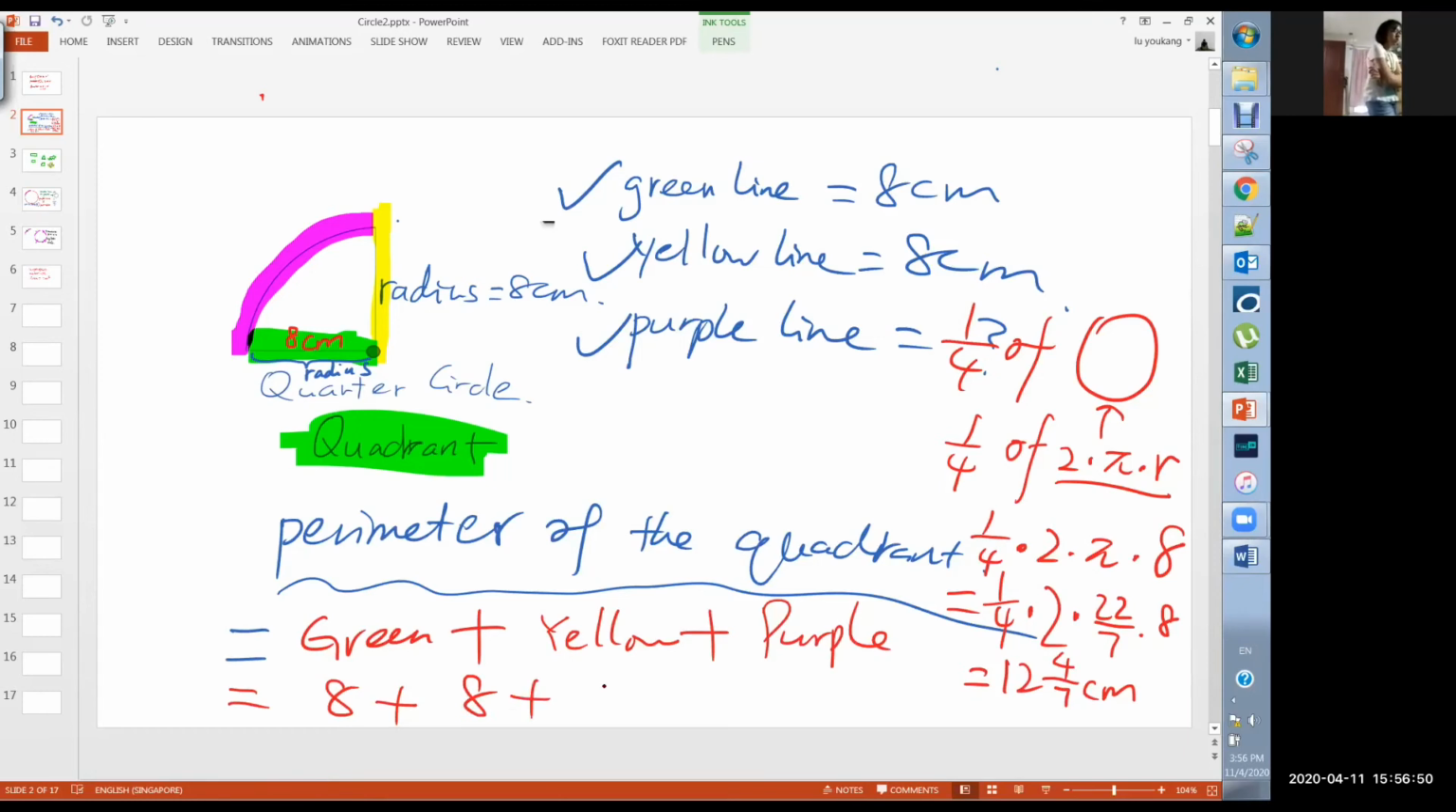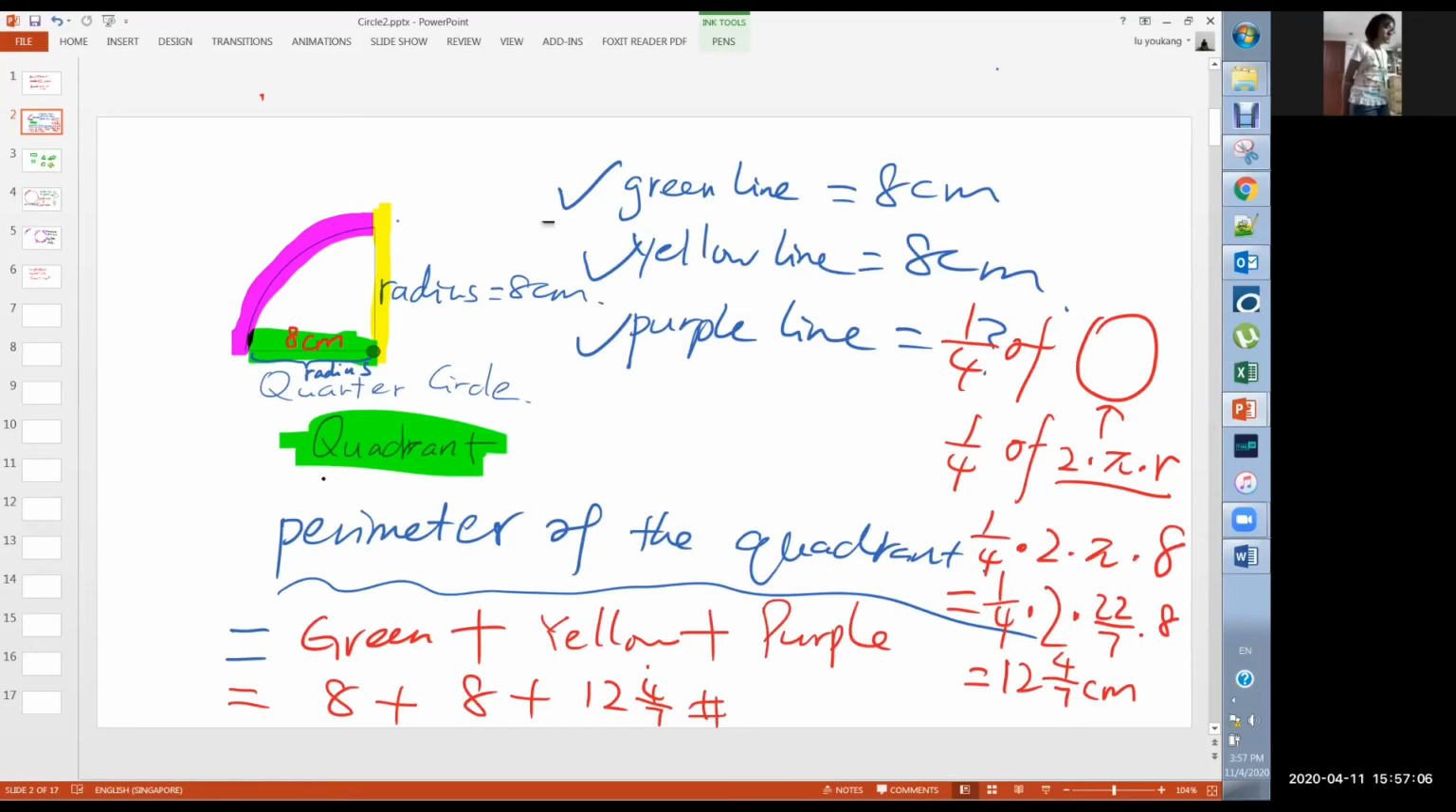12 over 7. 12 over 7? Oh, 12 over 7. Very good. So use your calculator, you get the perimeter. Okay. So the perimeter is very simple.